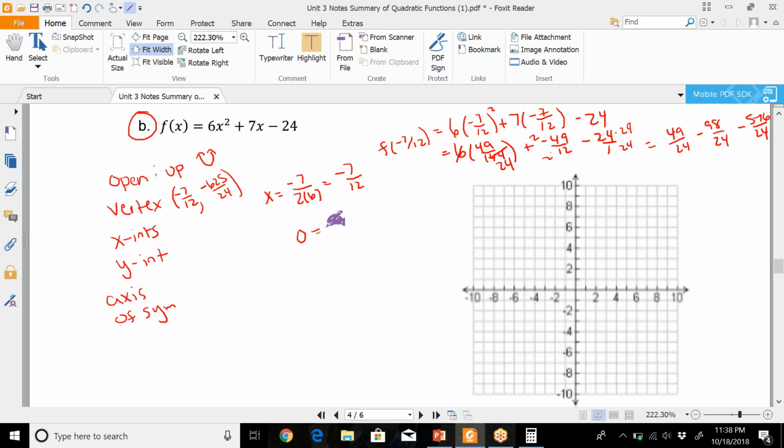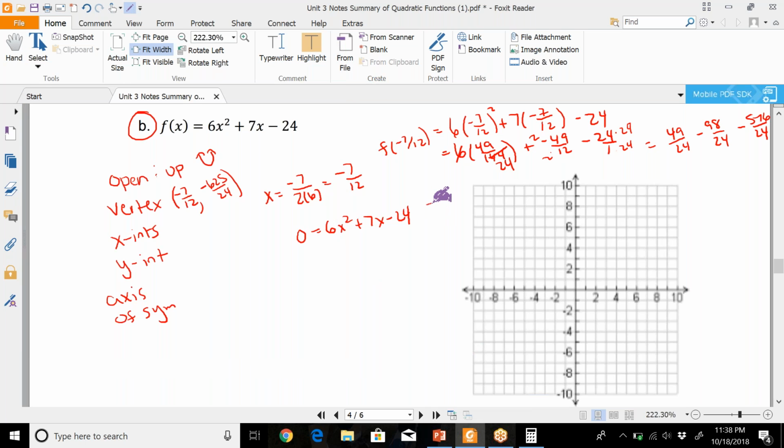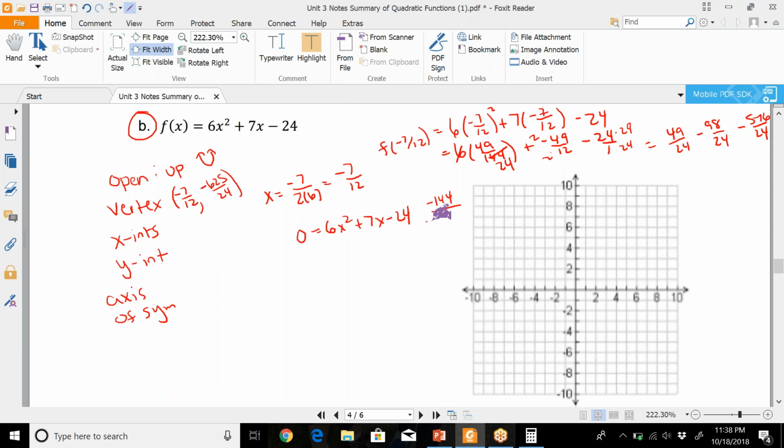X-intercepts, we set the whole thing equal to 0 and see if we can factor it. So let's look at 6 times negative 24 is negative 144. And we need a pair of factors that make a 7 when we subtract them. So what is 9? If you divide by 9 and 16, so that makes 7. Yeah, I kind of had a guess on this one. So negative 9 and positive 16 will work. So this is 6x squared minus 9x plus 16x minus 24.